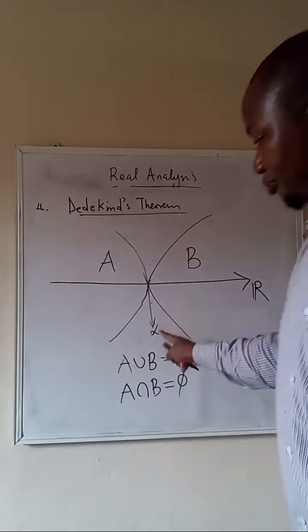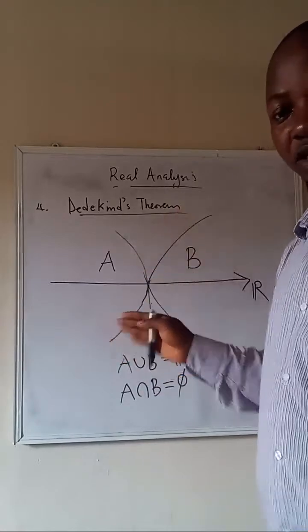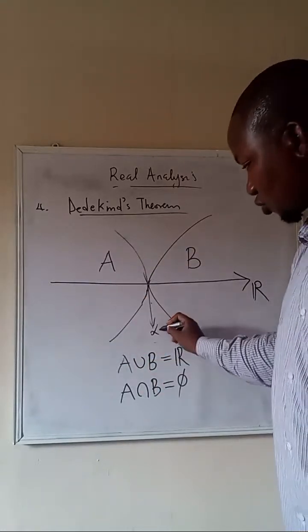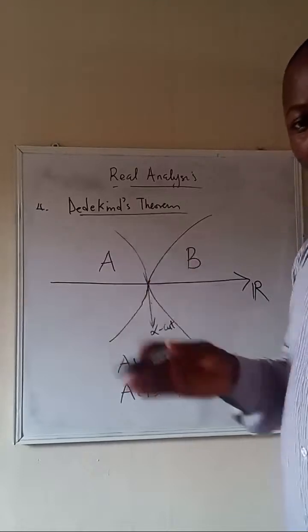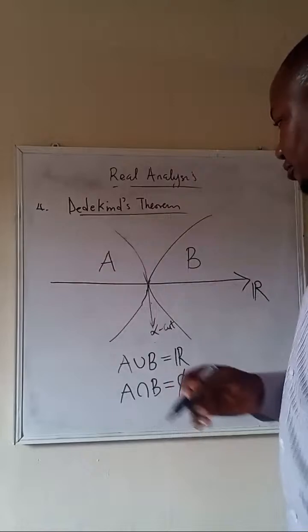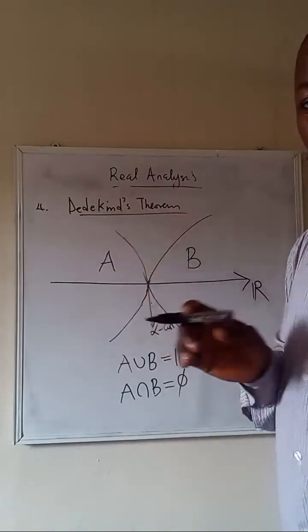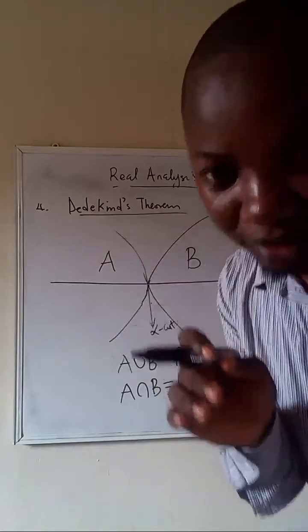So that number that breaks the real line into two is referred to as the alpha cut. Alpha cut, to cut something, because it breaks the line. So let's see the theorem properly, and then a simple proof of this.